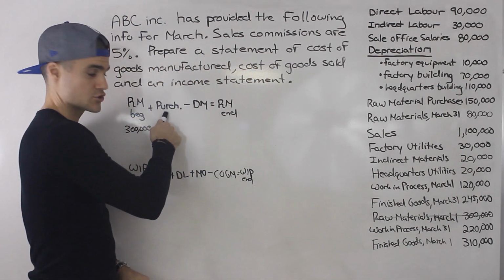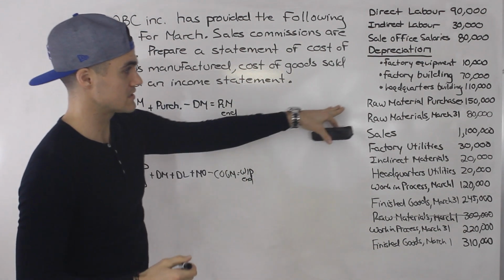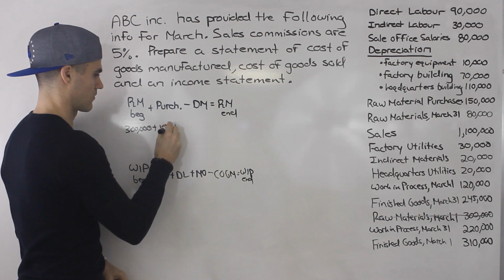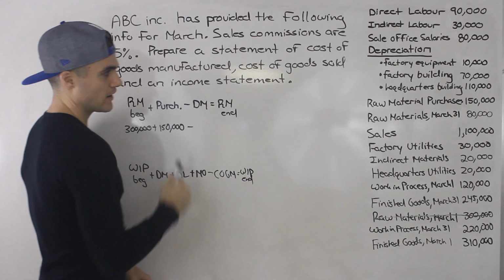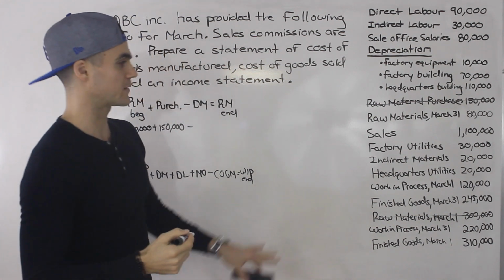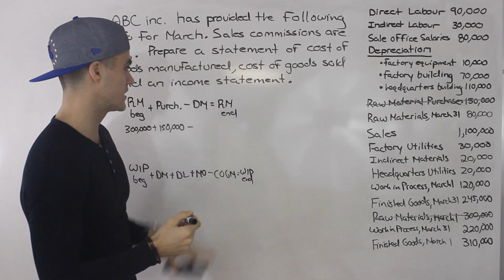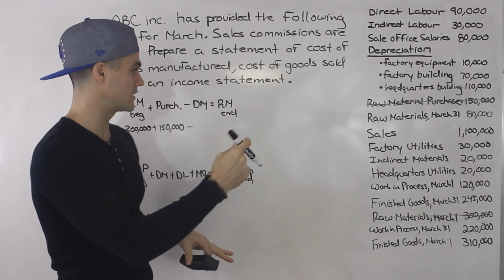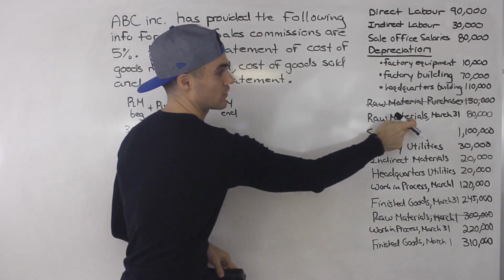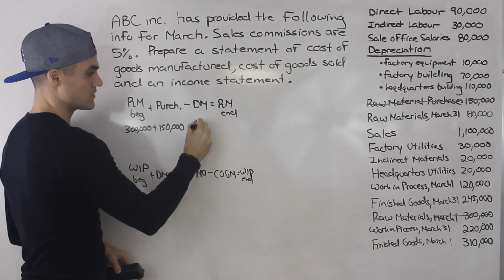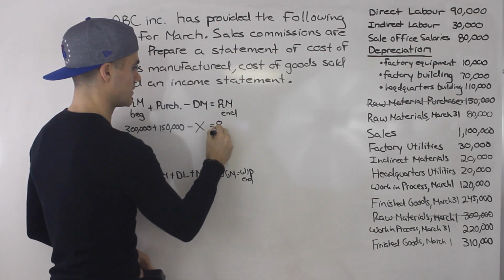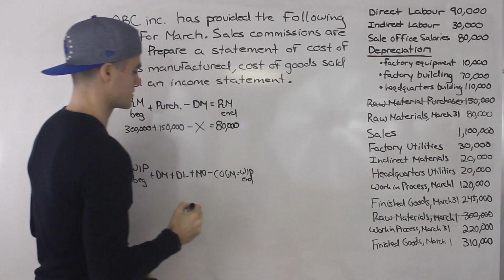And then we're going to have purchases of raw materials. If you look at the list, that's over here, right? So the 150,000. And then direct materials, if you look at the list, there's actually no direct materials. We're actually going to have to solve for that here, because notice that we're given the raw materials at the end of the period. So the raw materials at the end would be the raw materials at March 31st, and that's given over here. So that's 80,000. So the direct materials we're going to be solving for, let's put an X there. And then the raw materials at the end is going to be 80,000 right there.